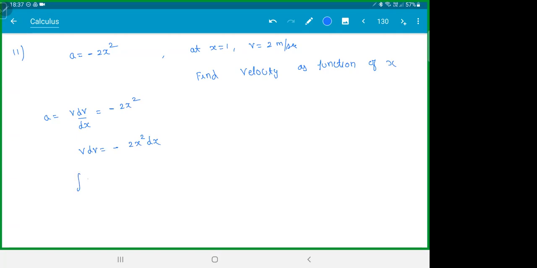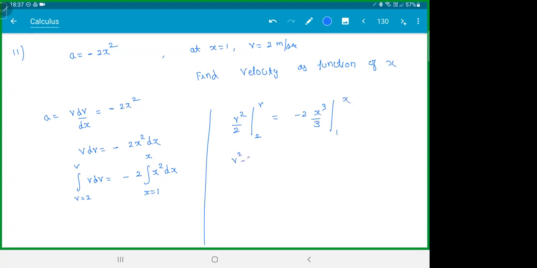So integrate this. Here when x is equal to 1, v is equal to 2. That is the meaning of the lower limits, people. So when x is equal to 1, v is equal to 2. When x is some x, velocity is some v. So v square by 2, limits will go from 2 to v, will be equal to minus 2 x cubed by 3, limits will go from 1 to x.